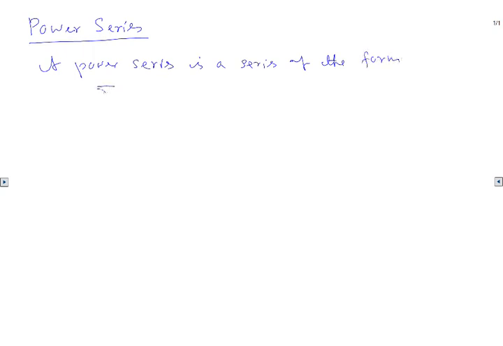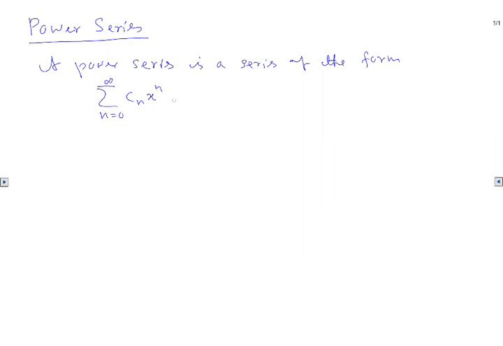This is how we write it, sigma. We normally start with n equals 0, but you can start at any other number also. Cn x^n. So you see a number Cn, and then you have x to the power n. So that's how we call it a power series. It's a series but with powers.